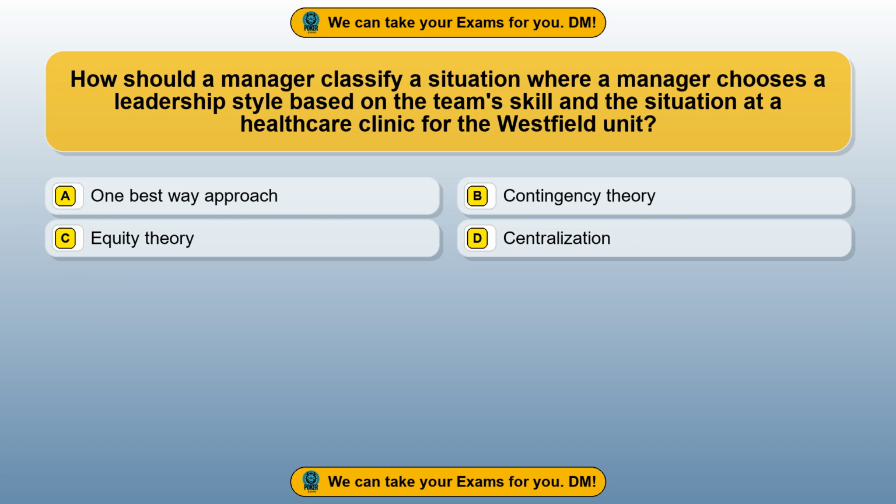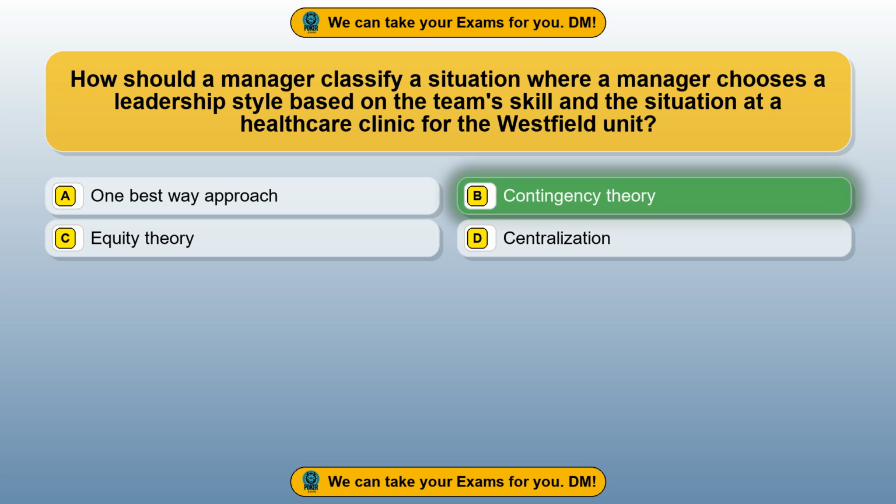Question 55. How should a manager classify a situation where a manager chooses a leadership style based on the team's skill and the situation at a healthcare clinic for the Westfield unit? Option A, one best way approach. Option B, contingency theory. Option C, equity theory. Option D, centralization. The correct answer is option B, contingency theory.